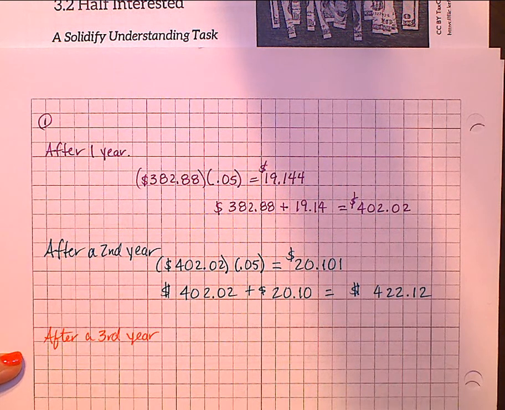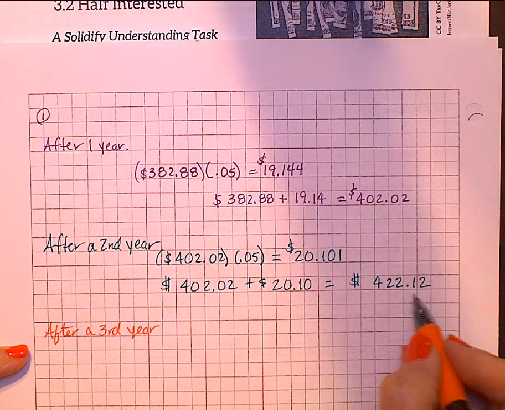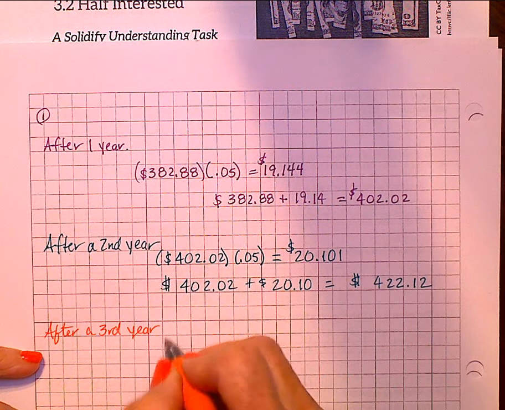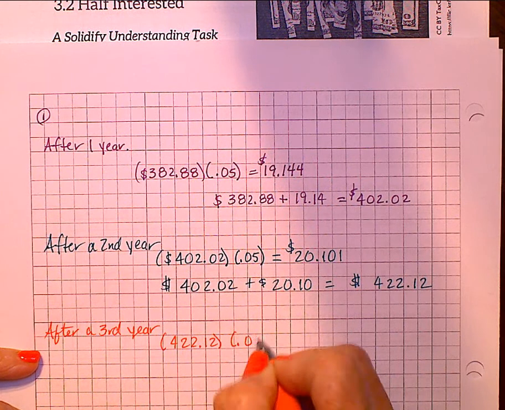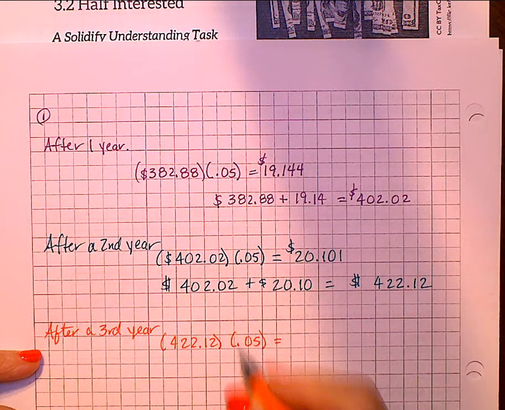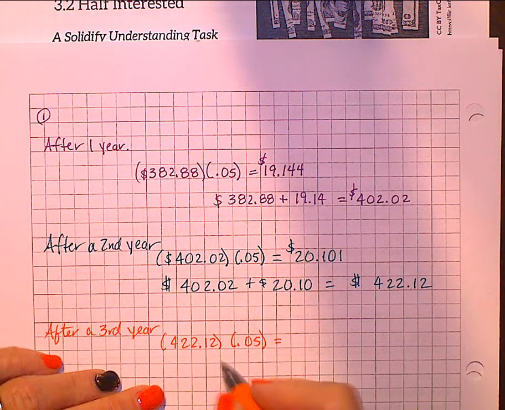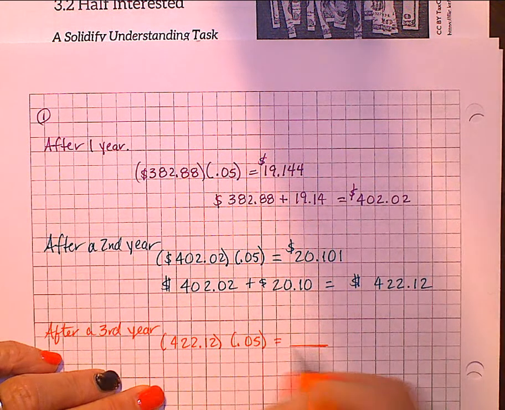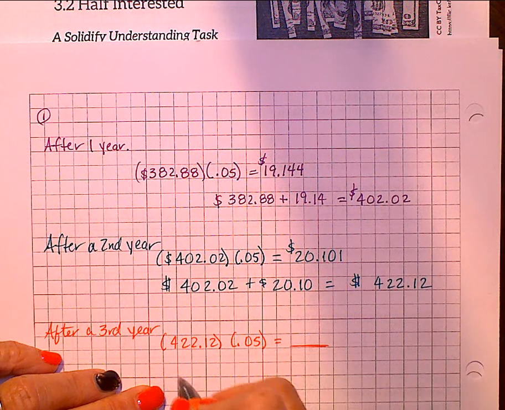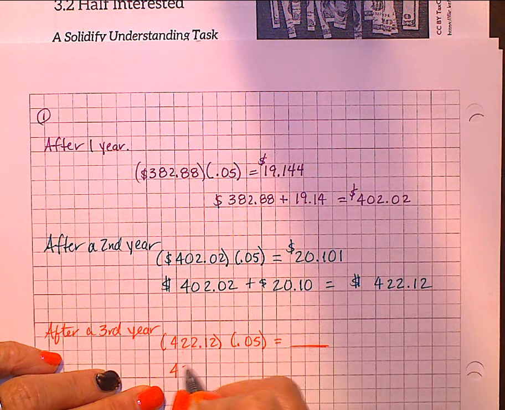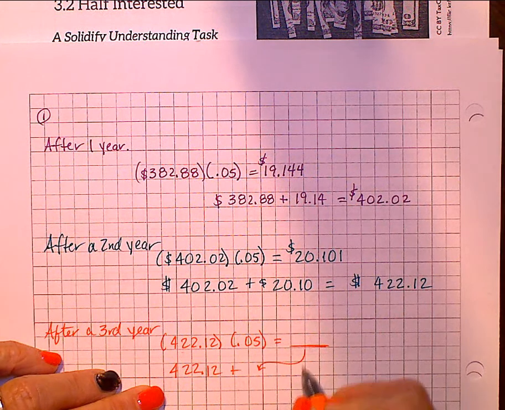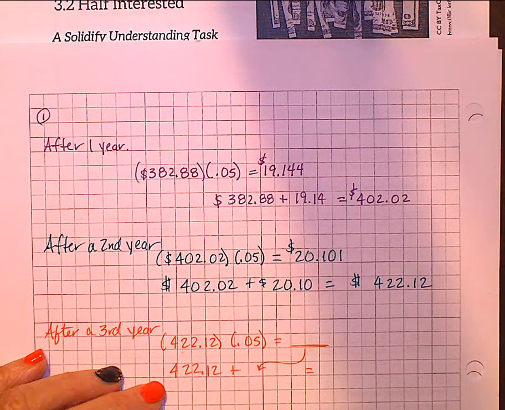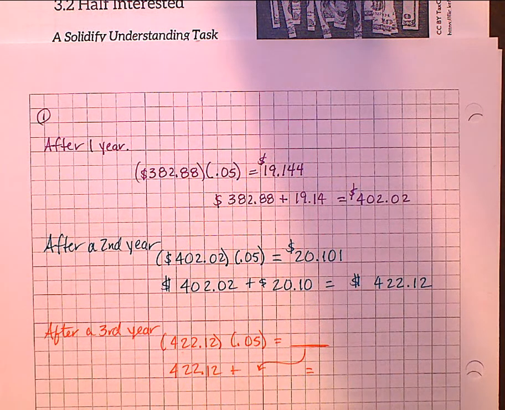same thing. We're going to take this $422.12, multiply it by 0.05, get whatever we get, and then take that answer, whatever it is, and add it to the original amount, that 422.12 plus that amount right there. And that gives you kind of a procedure to go through.